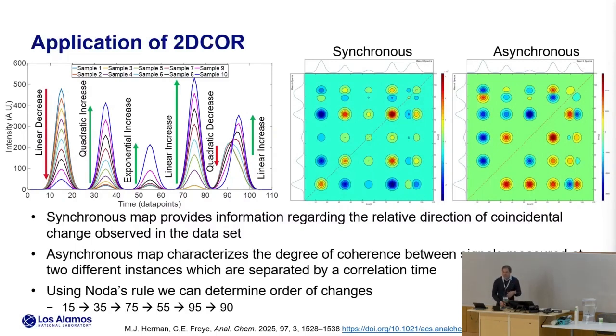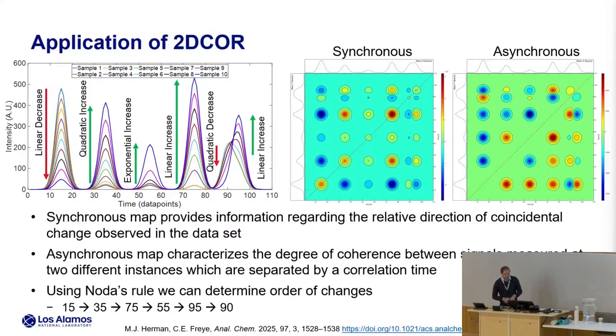The asynchronous tells us the rate at when things are happening in time. So this change happened first, and this change. So using Noda's rules, what can we get from 2D core? We can figure out the order of which things happen. And that's important for us in degradation, because we want to know, hey, we have this explosive, and it's going to decompose. What is the first step that's going to happen?